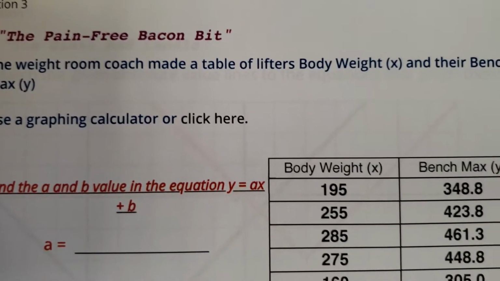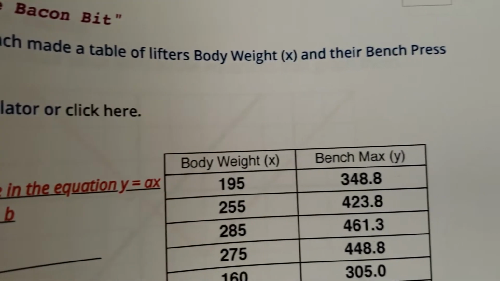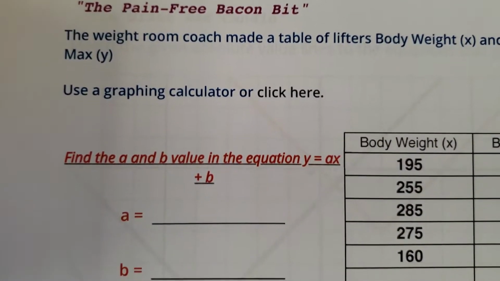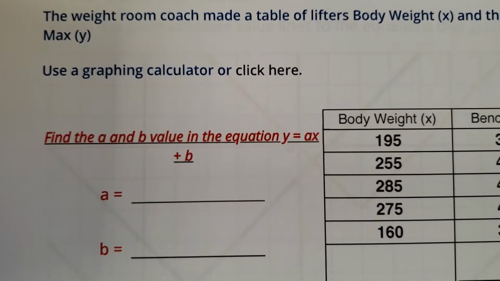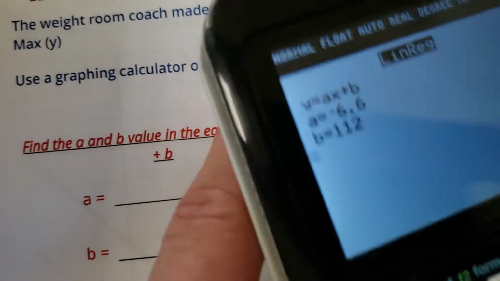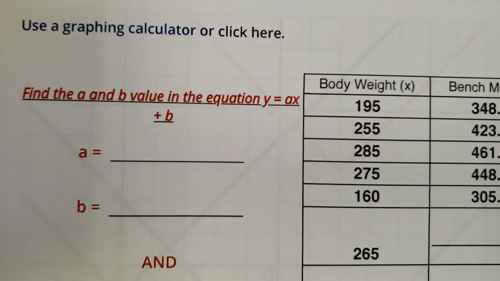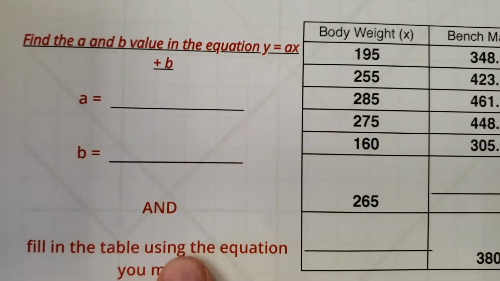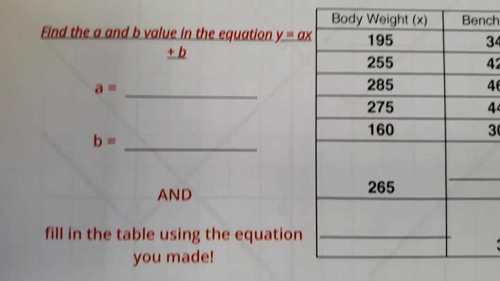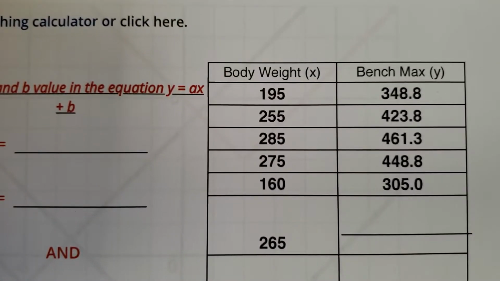The weight room coach made a table of lifters' body weight and their bench press max. Use the graphing calculator or click here. I think I have the linear regression online calculator available for you. Find the a and the b value that go into the equation. So again, that's the slope, that's the y-intercept, and then we got to fill in the table to figure things out.